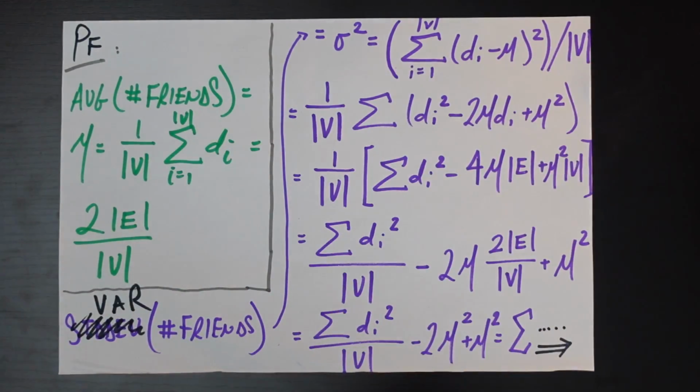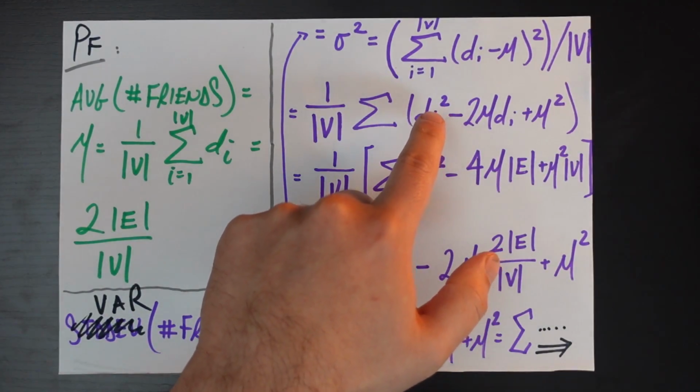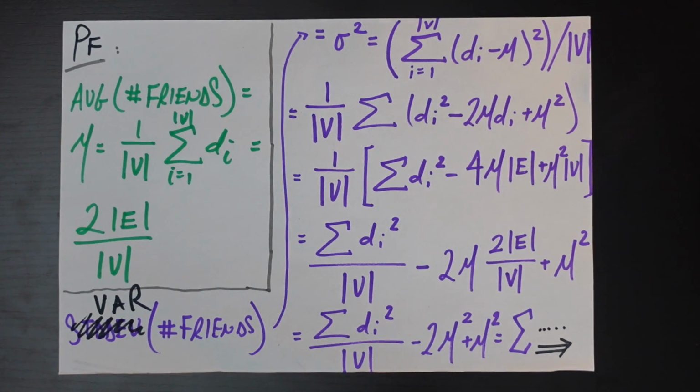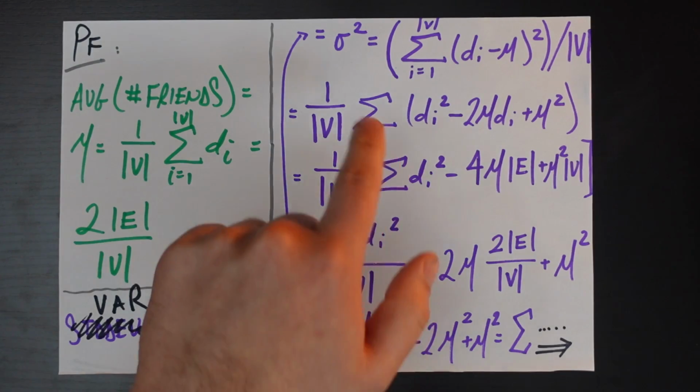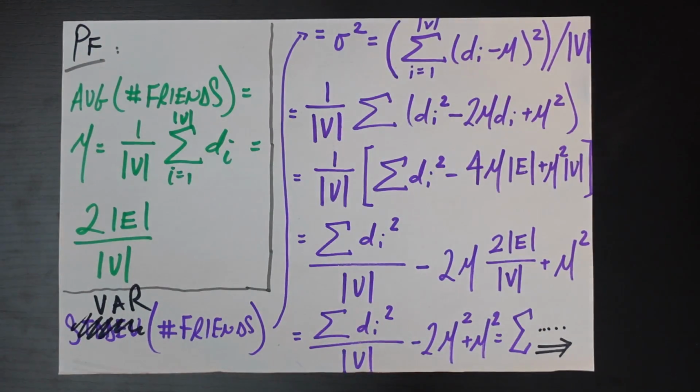I just took this 1 over v on the outside. di squared minus 2 mu di plus mu squared. That's just expanding the square here. Now, let's push this sum through each of these 3 terms here and see all the simplification magic that starts happening.